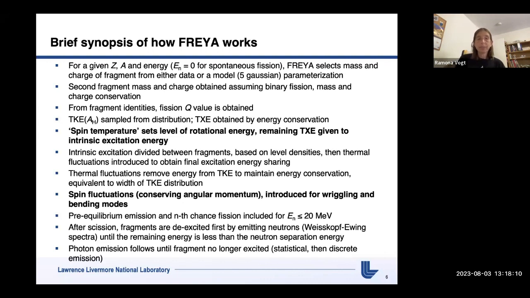And then because those fluctuations change the total excitation energy slightly, we take away from the total kinetic energy to maintain energy conservation, which is also equivalent to making a width of the total kinetic energy distribution. And then we include spin fluctuations to conserve angular momentum. And I'm going to go into how that angular momentum is generated after this discussion.